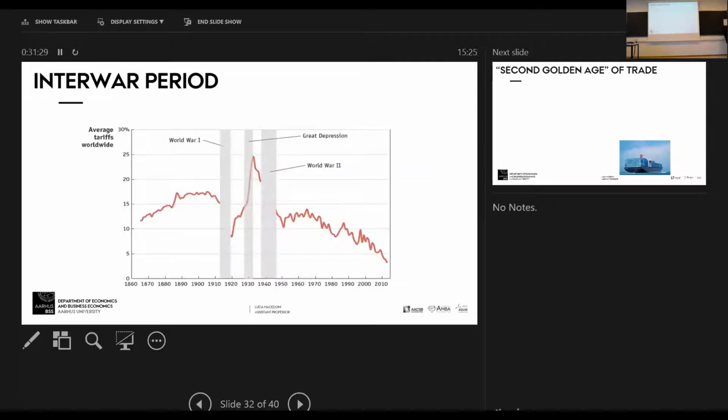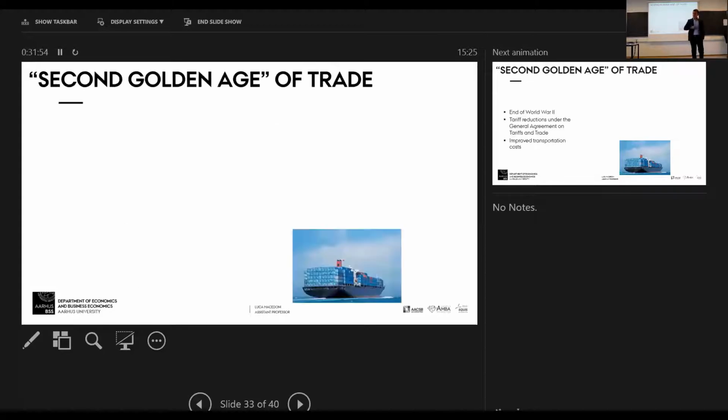And in fact, what we have here is the average tariff worldwide. The tariff is a tax that you have to pay when a good crosses a border. You can see it was fairly low in the middle of the 19th century, increasing a little bit up to World War I. This huge jump between the two wars, right? And then decline afterwards. Okay? So in the interwar period, there was not much trade.